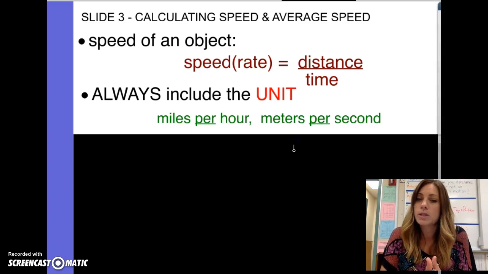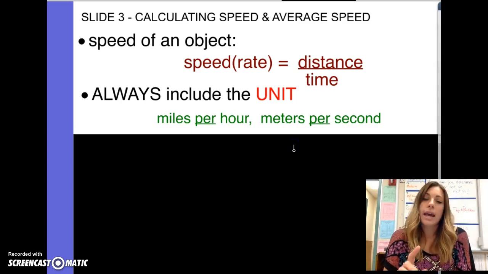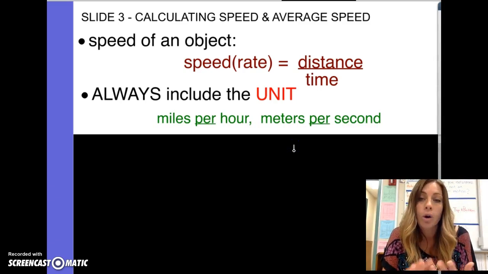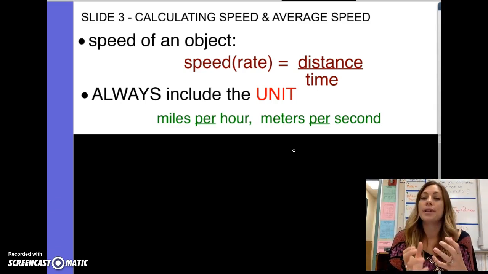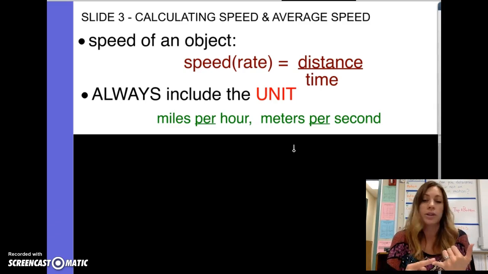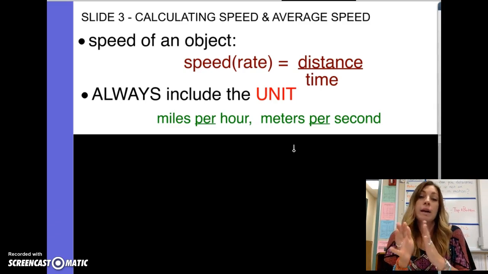Whenever you're calculating speed, always include your unit. If you're talking about miles per hour or meters per second, that "per" in there is what tells you that this is a speed unit, not just a distance and not just a time, because you're talking about miles per hour or meters per second.